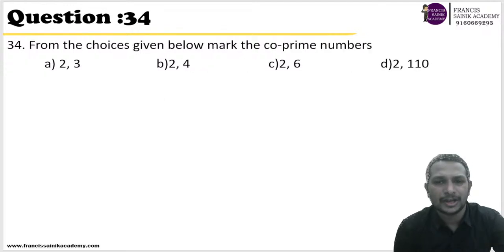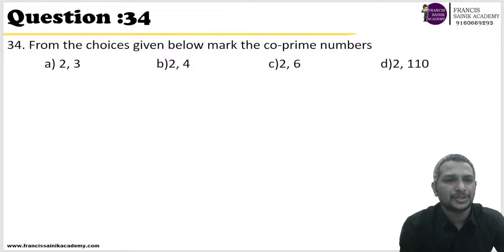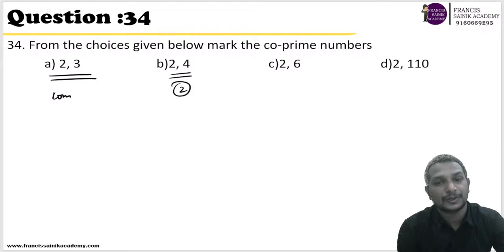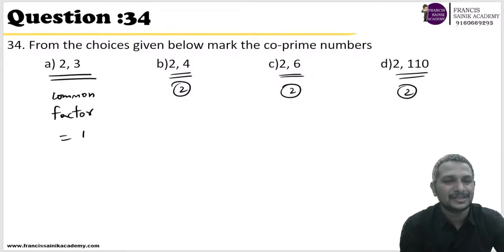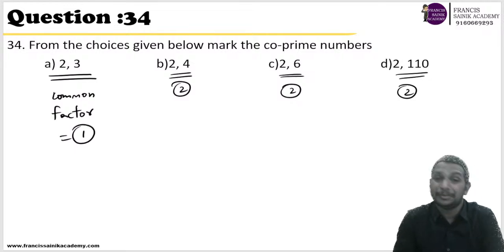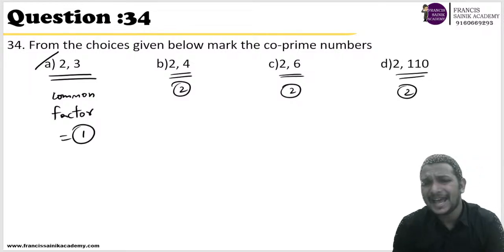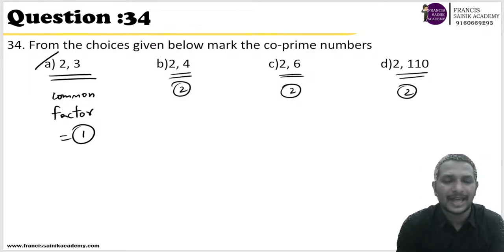Next, the choices are given. Co-primes means the common factor should be 1. Among the options, we can clearly say that the common factor is 1 only in the first option. For the other options, the common factor is 2 again and again. The first option has prime numbers, so they are co-prime. In the other options, the two numbers are not prime.